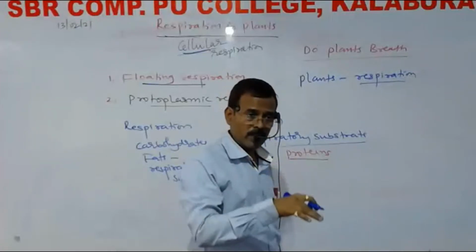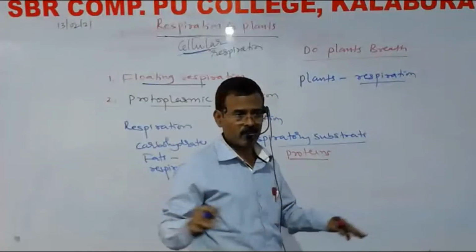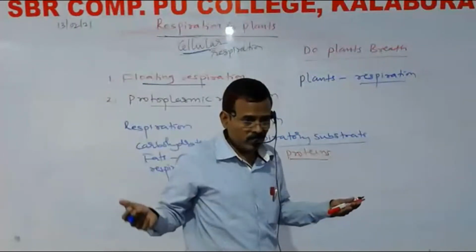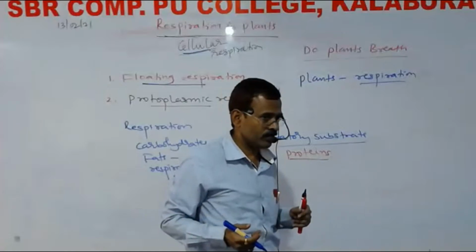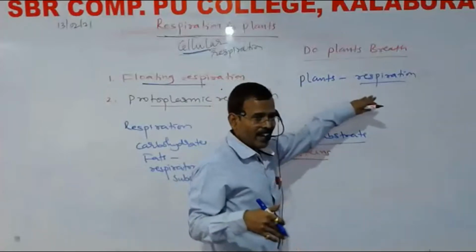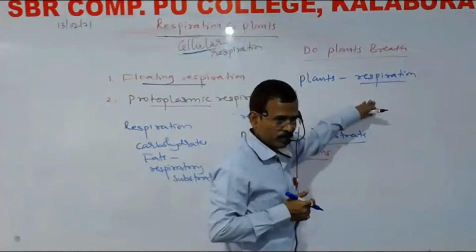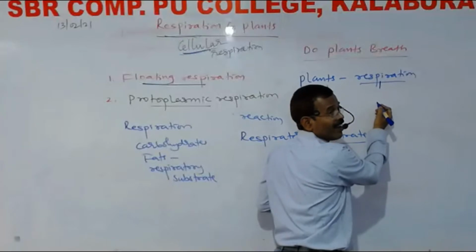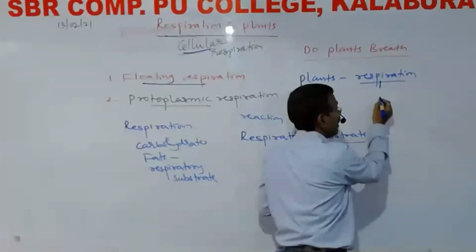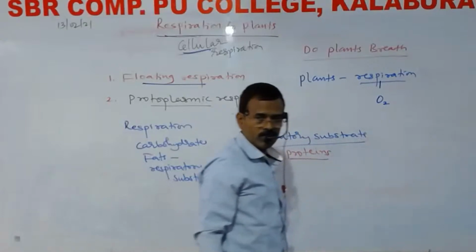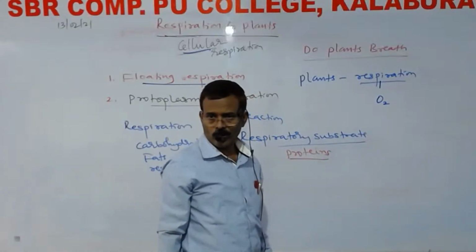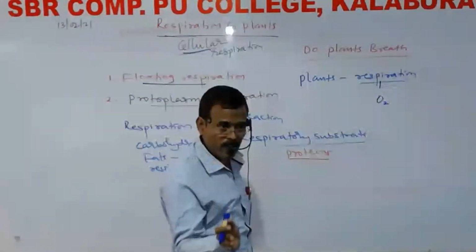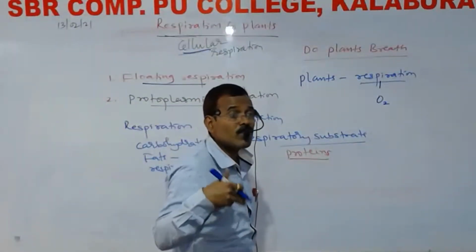Either it is aerobic or anaerobic, whatever it is. All higher plants and higher animals perform aerobic respiration. We are all aerobes. If oxygen is not there, we cannot survive. So all plants respire, or they show respiration. For respiration, there is a need for a vital gas. Which is that vital gas? Oxygen is required. The substrate is usually broken down in the presence of oxygen.